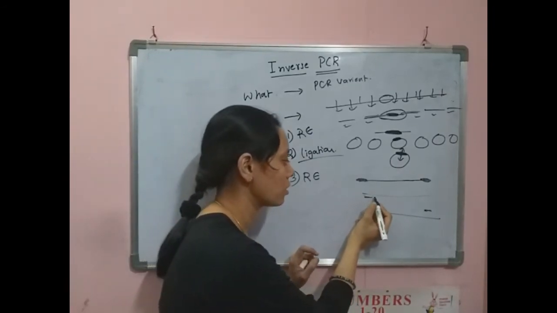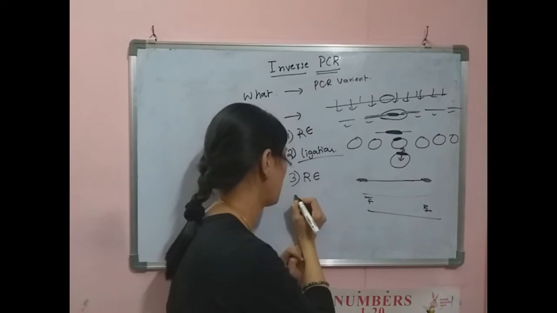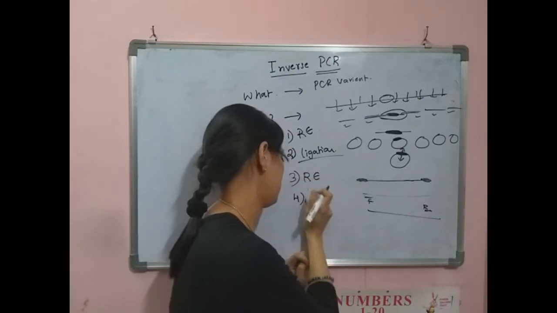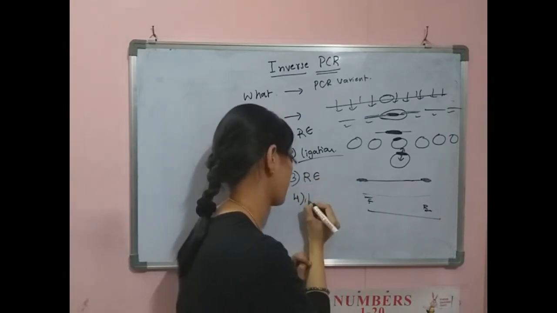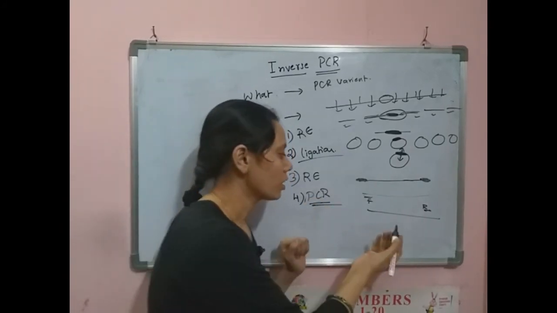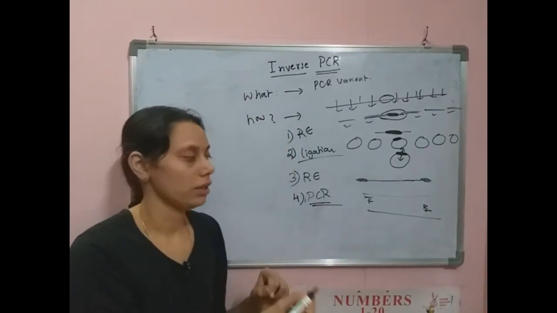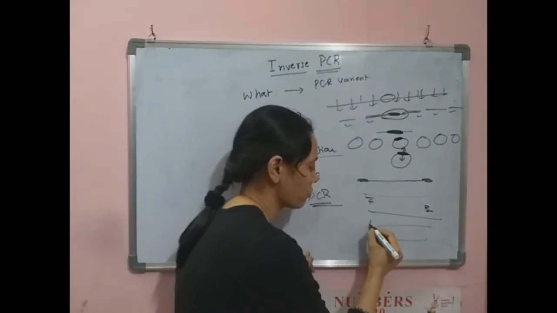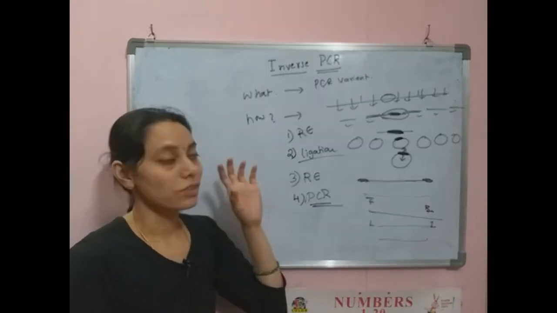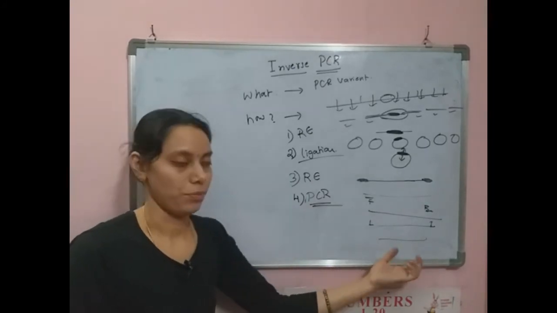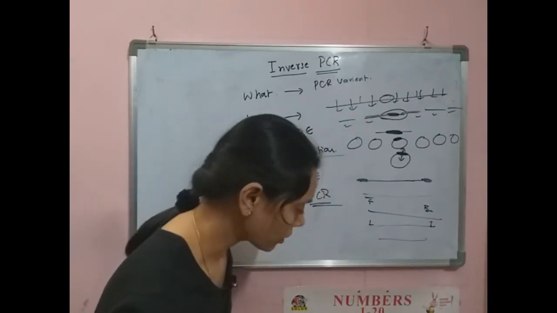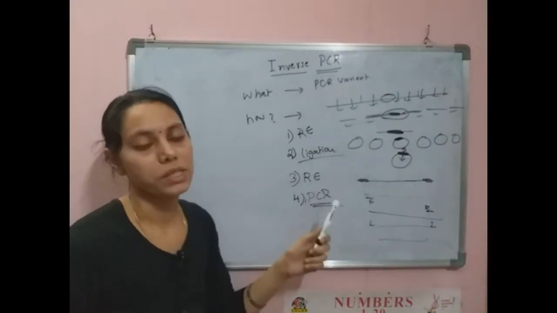So we can simply design our forward primer and reverse primer, and we can run this PCR reaction, so that after the PCR run the target portion of the DNA is amplified. Because of the inverted nature of the PCR product, we call it inverse PCR. So generally this is how the inverse PCR works.